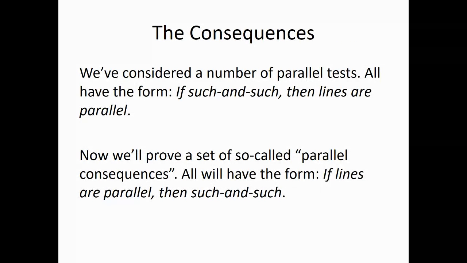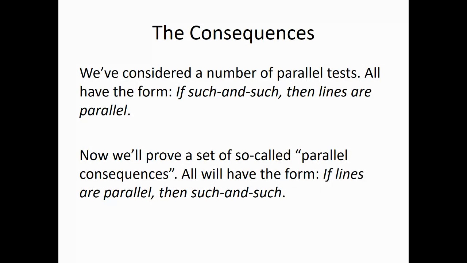All right, let us now consider another set of theorems that are the converses of the theorems we proved a moment ago, that is, the tests. Remember what we mean by converse. To take a conditional statement and form its converse, we simply exchange the two substatements, that is, the given and the conclusion. So what the theorems will look like in this case is this. If such and such, that is, if some condition holds, then the lines are parallel.